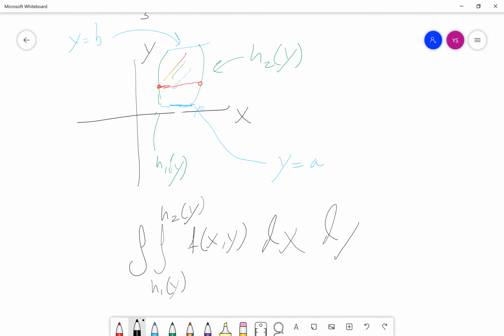And then we have an integration with respect to y. And our y is going from down here, right, all the way up until here. Those are the steps in the y direction. So y goes from a all the way until b. Okay, and that's the integral in this case, and we'll do an example of this tomorrow or Wednesday.